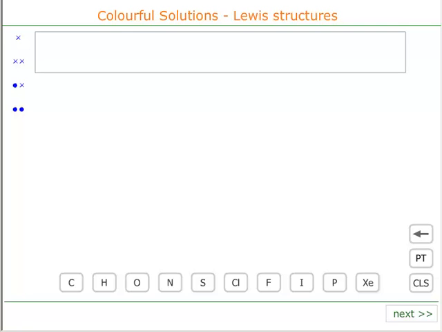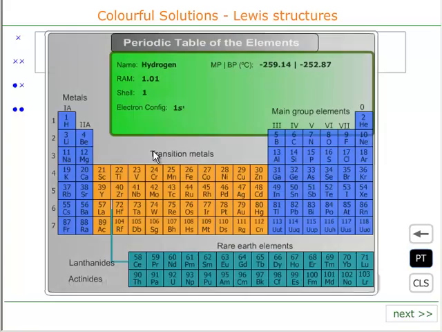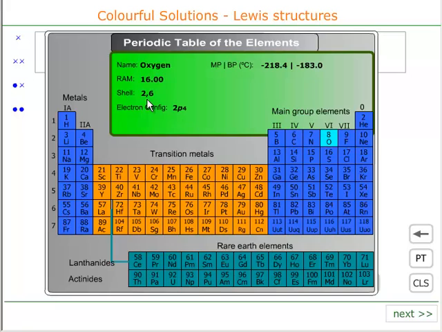Lewis structures and the shapes of molecules, and ions for that matter. The Lewis structure shows the arrangement of electrons around an atom or the atoms within a molecule or ion. The number of electrons that each atom provides can be seen from the periodic table. Oxygen, for example, has 6 outer electrons, nitrogen 5, carbon 4, hydrogen 1 outer electron.